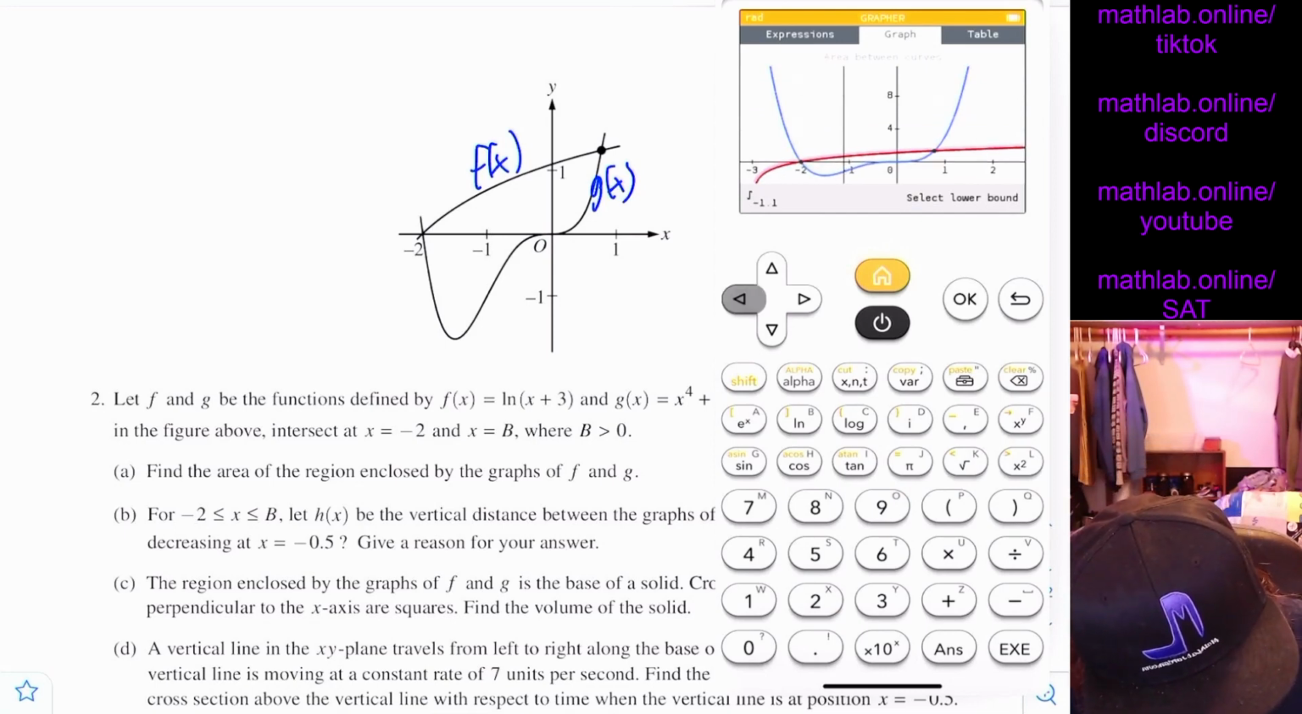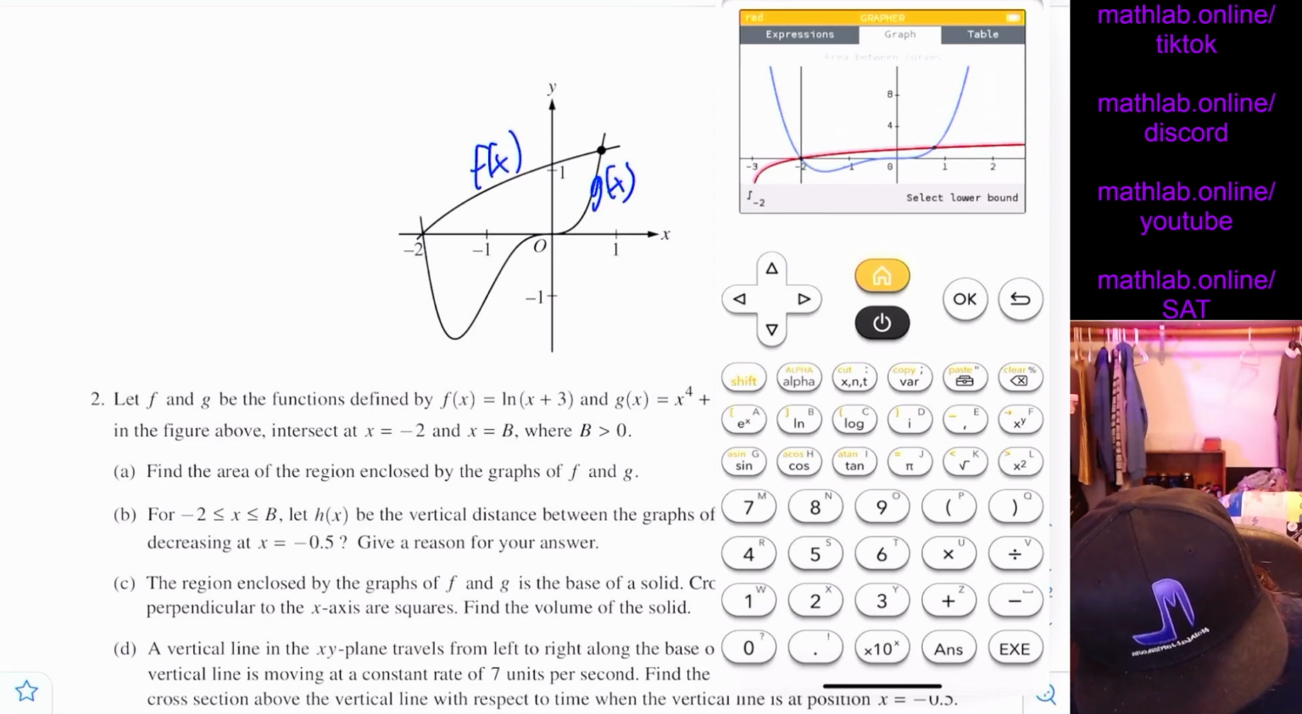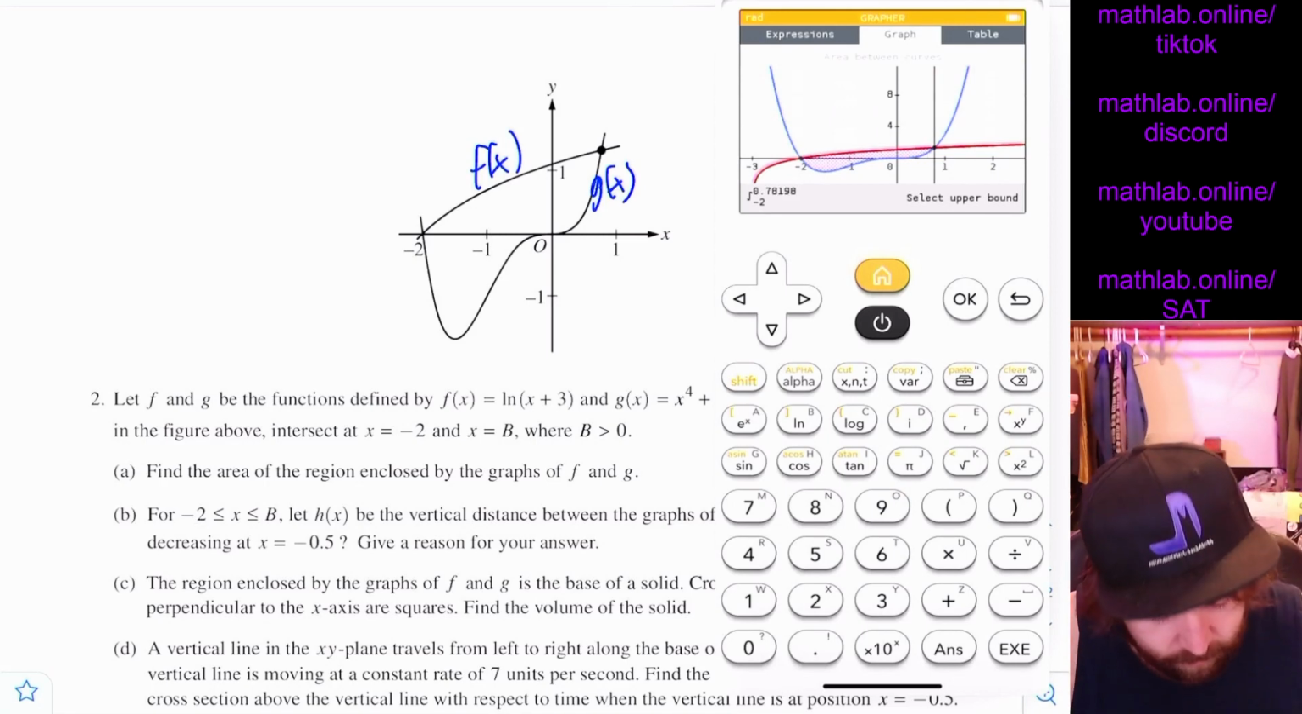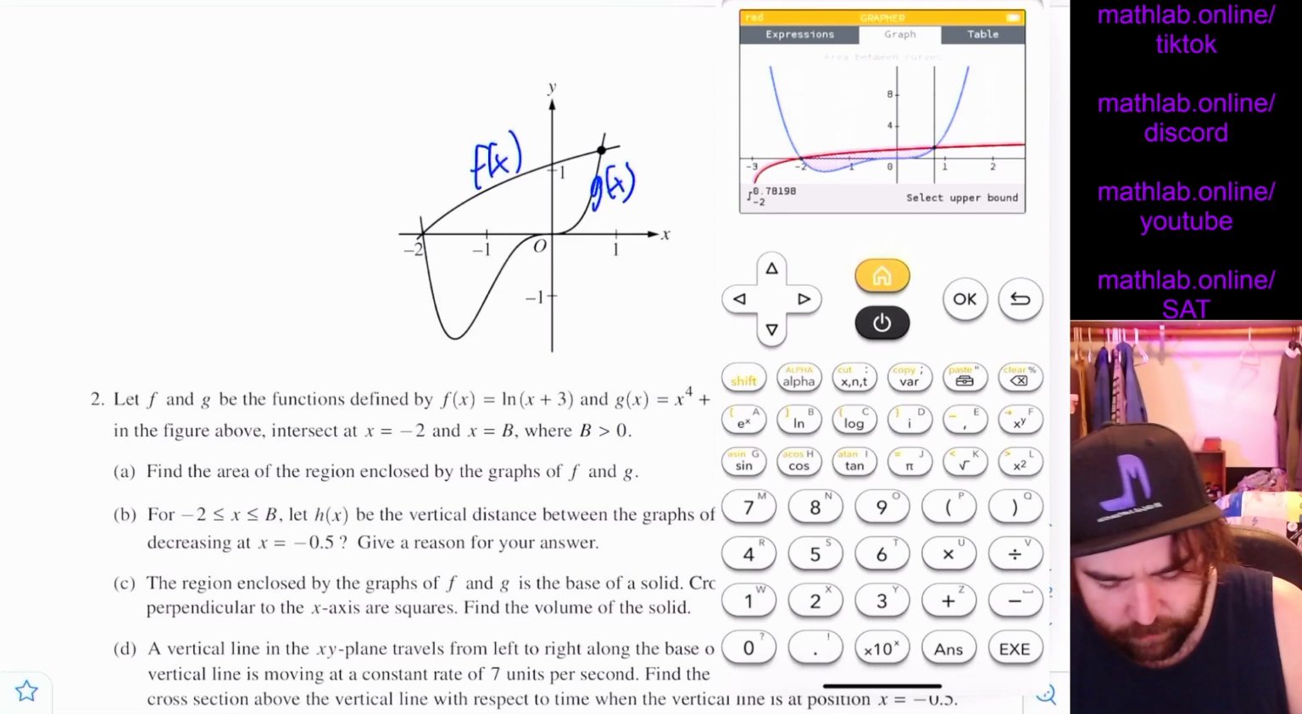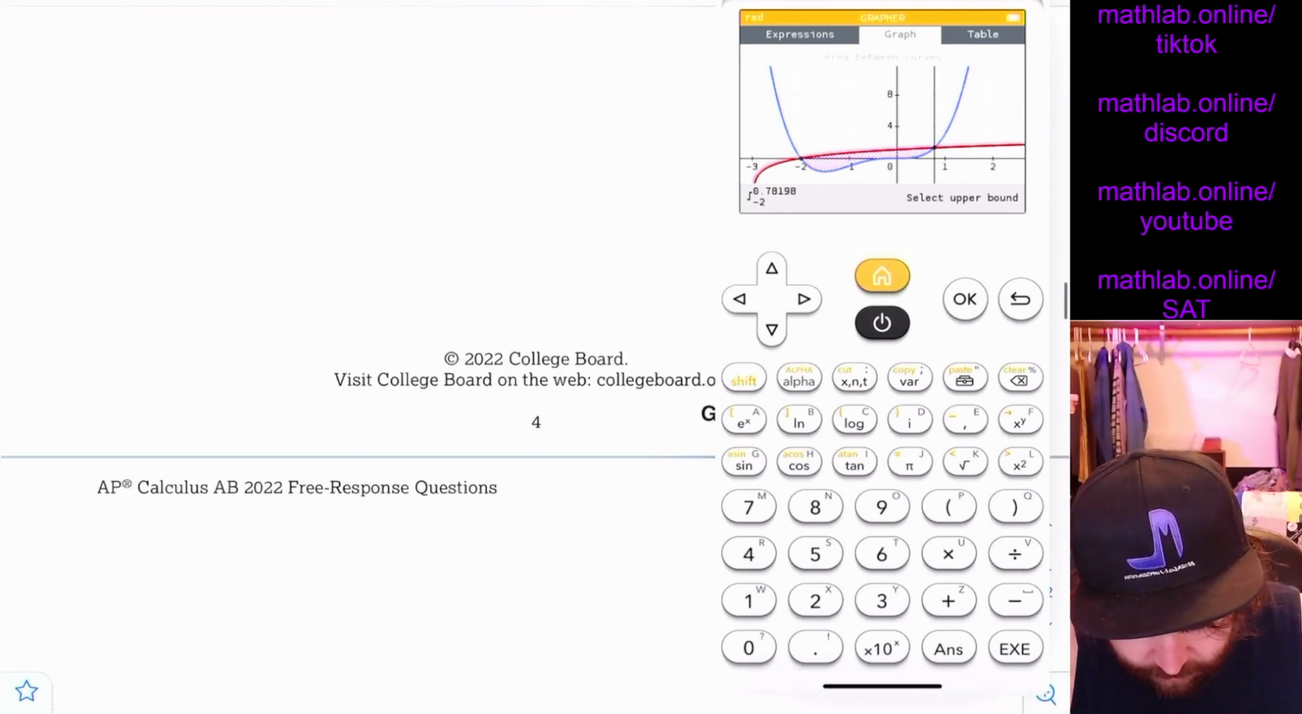Select lower bound, where they intersect, -2. Select upper bound. Is it going to pop it for us? Where they intersect? Yes, it is. Look at that. It is. We probably have to say where they intersect, though.